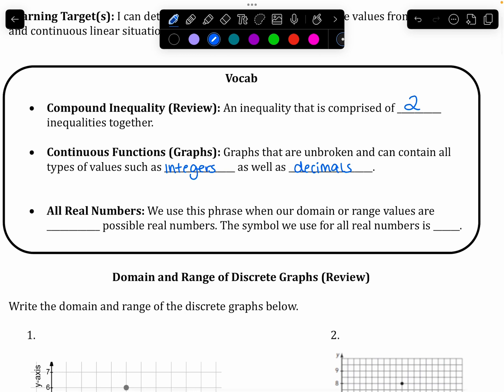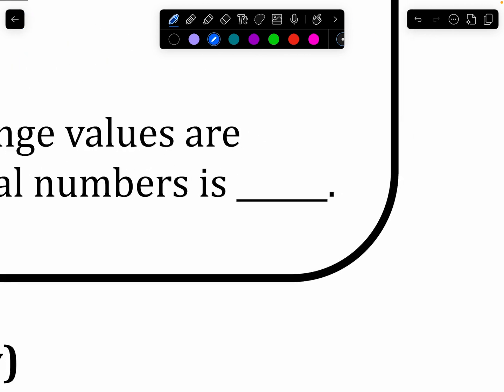All right, and then one thing that we're going to see today is something called all real numbers. We use this phrase when our domain or range values are all possible real numbers. The symbol we use for all real numbers is, I'll show you in a second. So this is all possible real numbers. The symbol we use is this, okay?